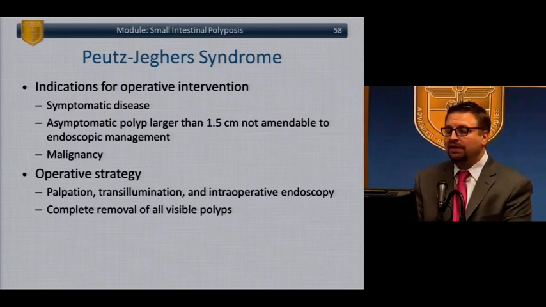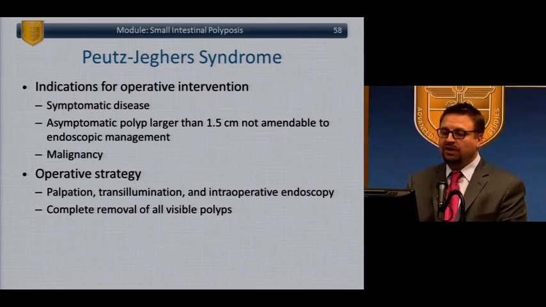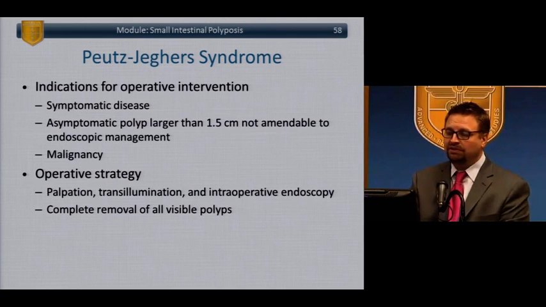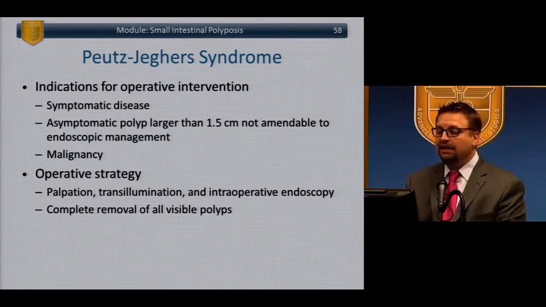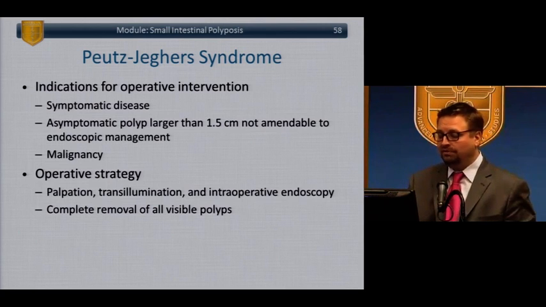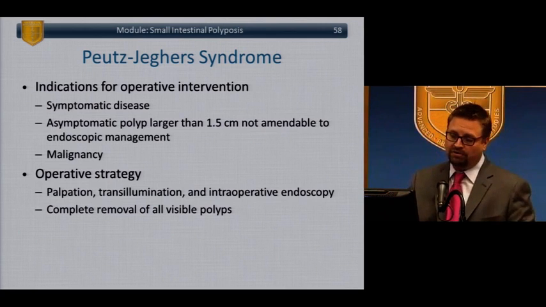Operative strategy, as mentioned before, any of these patients who have small bowel polyps, carcinoids, whatever, you have to aggressively search out the rest of the small bowel looking for synchronous lesions. Use palpation, transillumination of the bowel, intraoperative endoscopy, to really be as thorough as possible to find additional lesions, and then as much as you can, remove all the polyps, whether endoscopically or with enterotomy or small bowel resection.